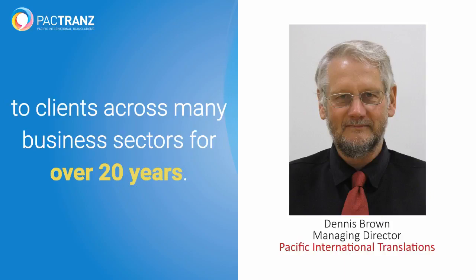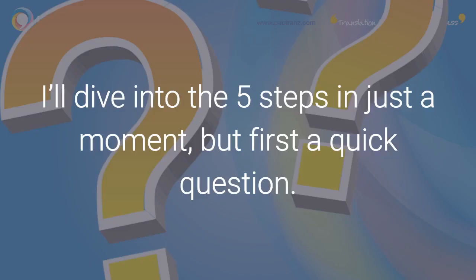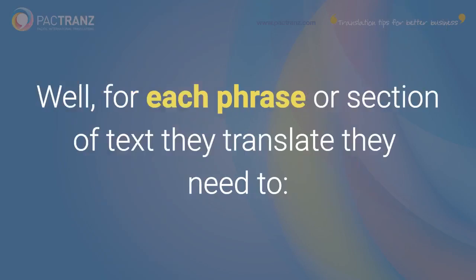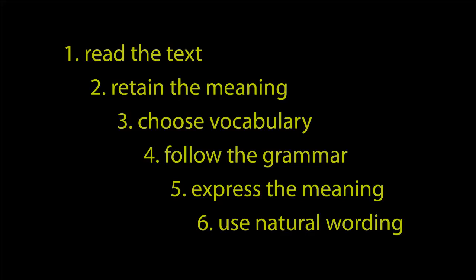I'll dive right into these 5 steps in just a moment, but first, a quick question. What mental processing do you think translators have to do to translate a document? Well, for each phrase or section of text they translate, they need to firstly read and understand the source text, then keeping the meaning or message of that text in mind, select the most appropriate vocabulary in the target language, and using the grammatical structure of the target language, compose that meaning or message in the target language, making sure the new text is worded in a natural way.